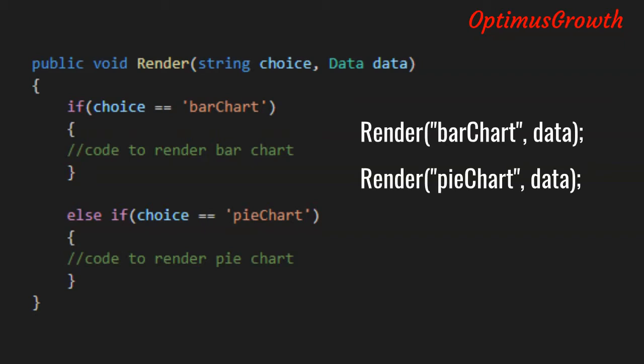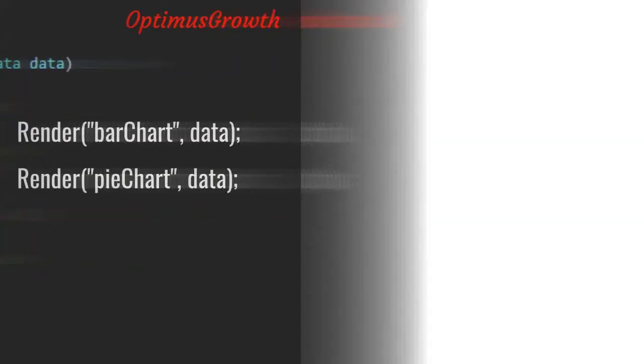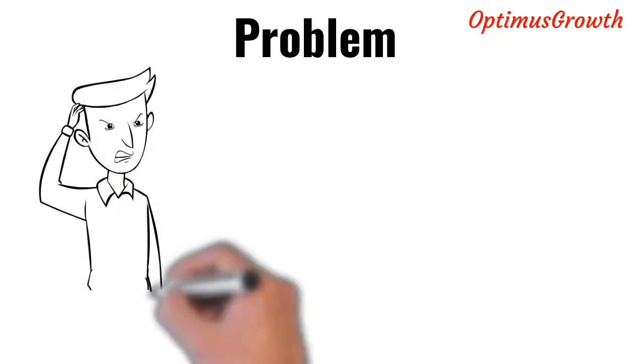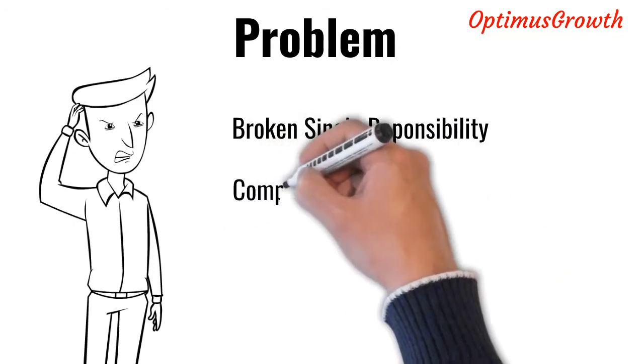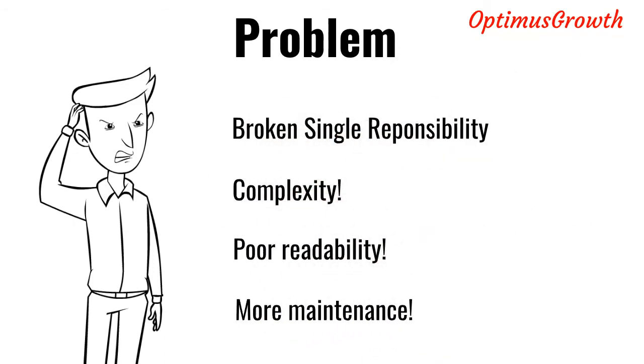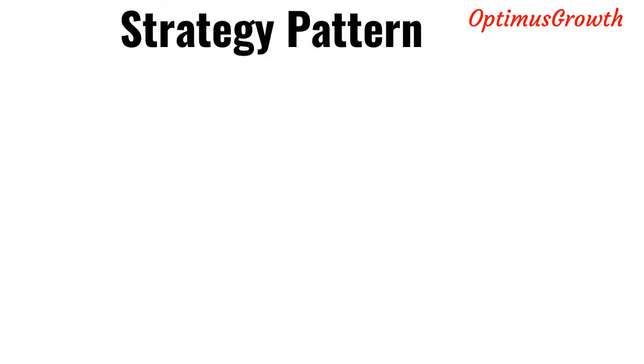Whenever new type of chart is added to the system, the client code will need a modification. Plus, this renderer doesn't follow the single responsibility principle since it carries an overhead to have the entire logic of rendering different types of charts. Well, this traditional approach has a lot of problems. We have broken the single responsibility, we have added more complexity, the readability has become poor, and the maintenance has increased a lot. This is the time where we should bring strategy pattern.